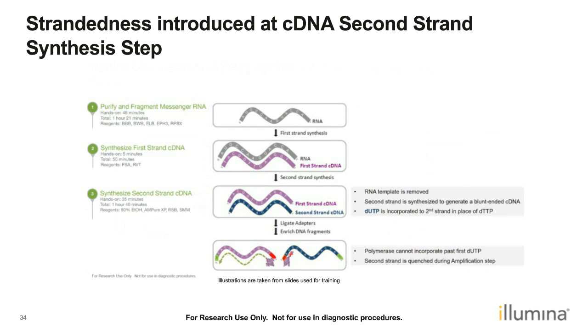Strandedness, again, is introduced at the cDNA Second Strand Synthesis step, just as in TruSeq Stranded mRNA, where dUTPs are incorporated into the second strand in place of dTTPs. Since the polymerase cannot incorporate past the first dUTP, the second strand is essentially quenched during this amplification step.